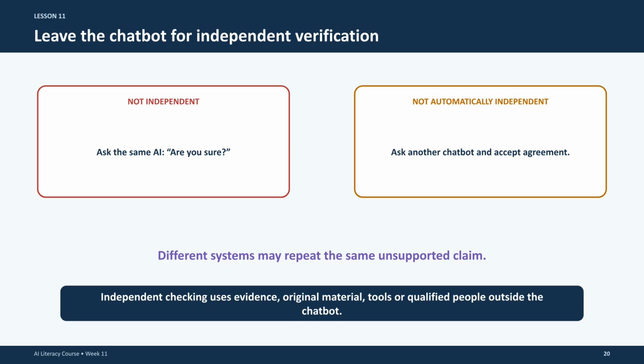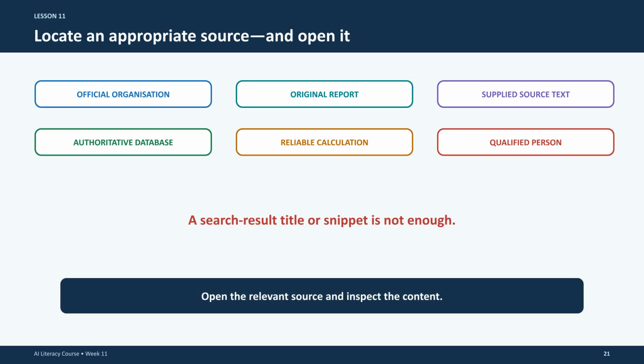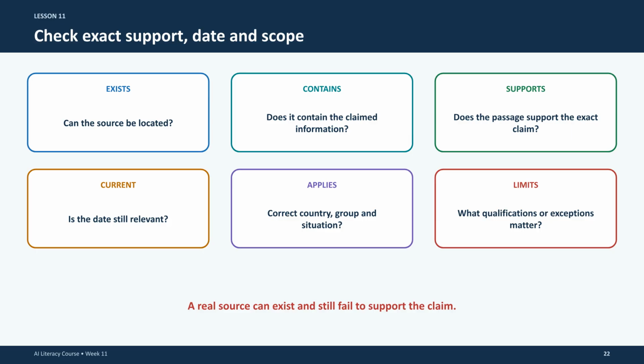Remember to leave the chatbot for independent verification. Asking the same AI if it is sure does not constitute an independent check, as the system will likely repeat the same unsupported claim. Always verify against external reliable sources. When locating a source, a search result snippet or title is not enough. You must open the document, report, or database to properly inspect the content and verify if it truly aligns with the claim in question.